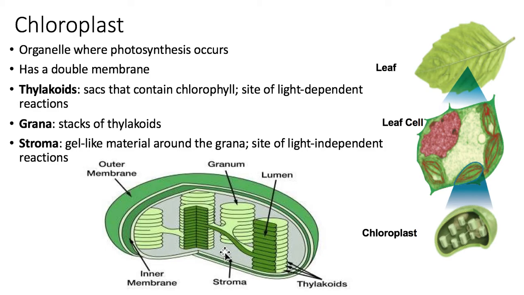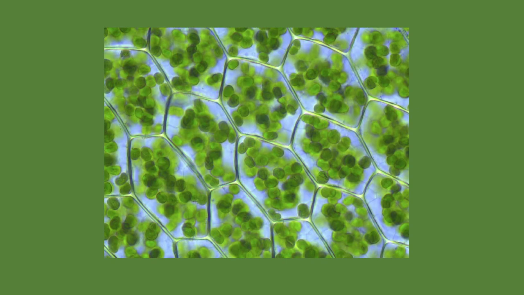Okay, the stroma is this part. It's actually a gel-like material that fills up the chloroplast, and this is where the light-independent or dark reactions occur. Here are some chloroplasts found inside of a cell. You can see that these plant cells, these are each plant cells, are stuffed full of these chloroplasts, all right?